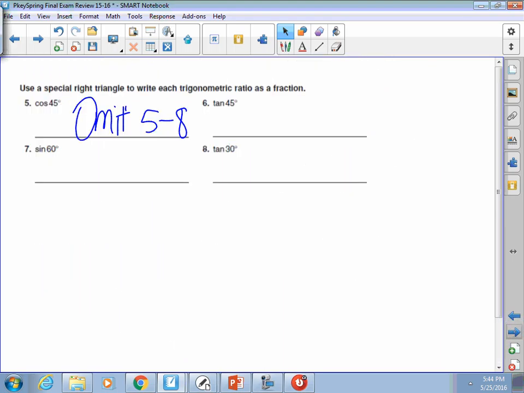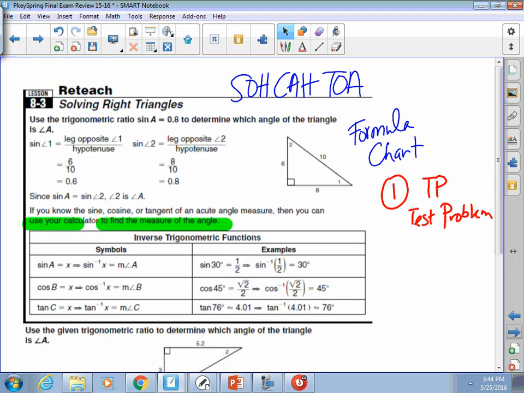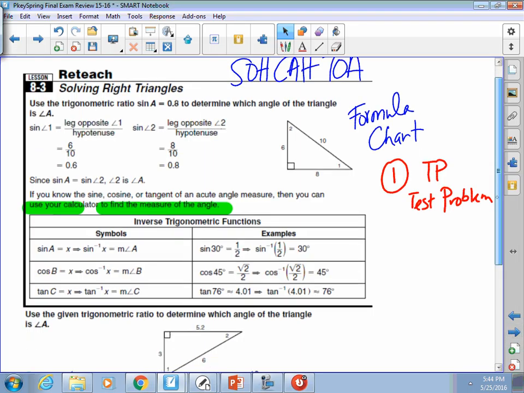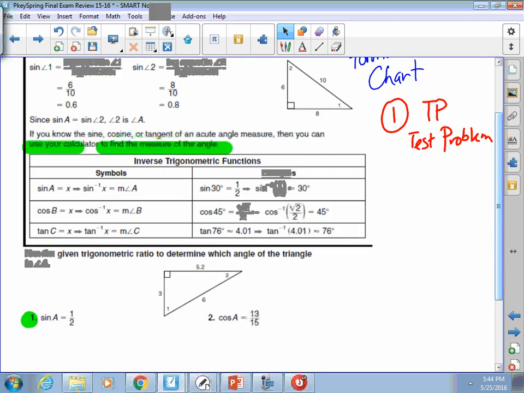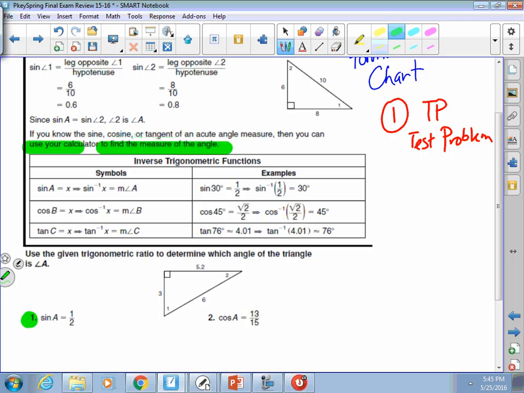You can go ahead and omit 5 through 8. You don't need that. And then we're going to ask you to use your formula chart, SOHCAHTOA some more, to find angle measurements. This is when we do the inverse. So what's important here, just kind of address this, is doing our inverse. Make sure you understand the inverse.